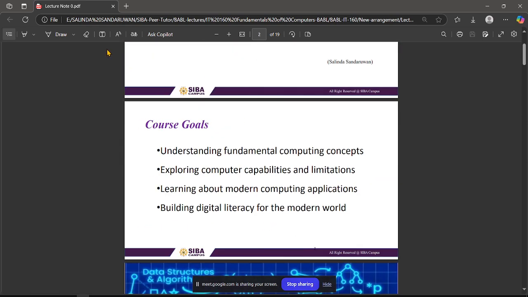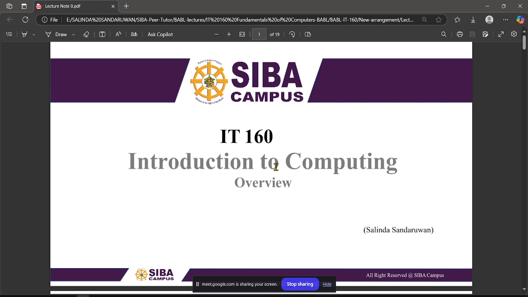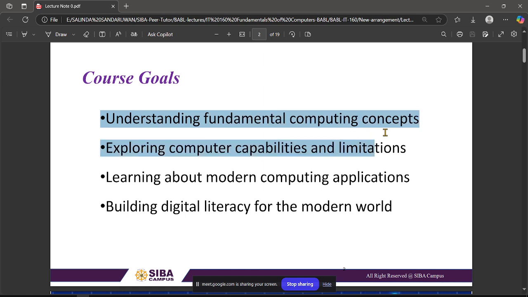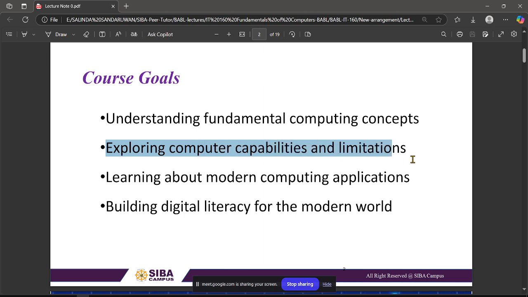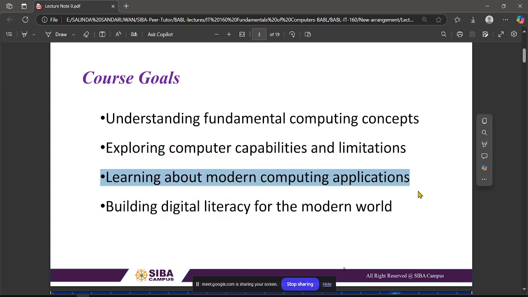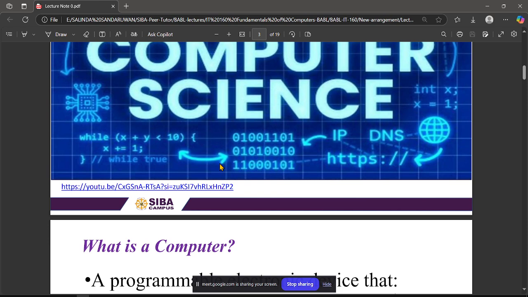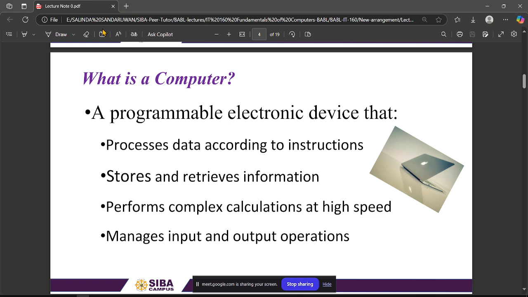I hope you can remember. Let me do a quick overview, then we'll move to the second slide. We are going to understand the fundamentals of computing since you are not from a technical background, and explore what a computer can do and what a computer can't do, and learn about modern computing applications, and also build digital literacy. And I have shown you this video, and we have discussed about, sorry.